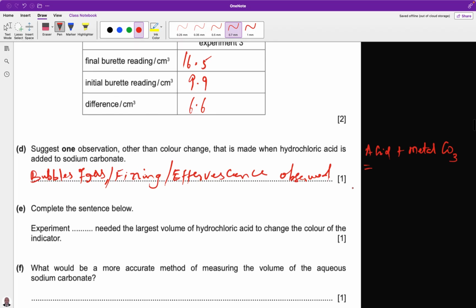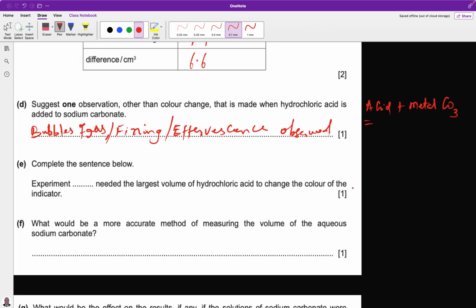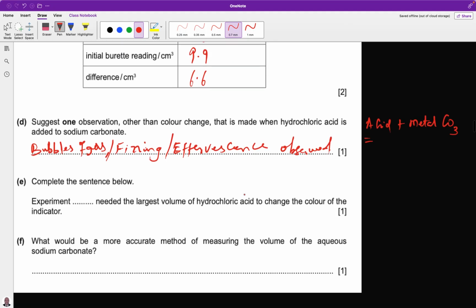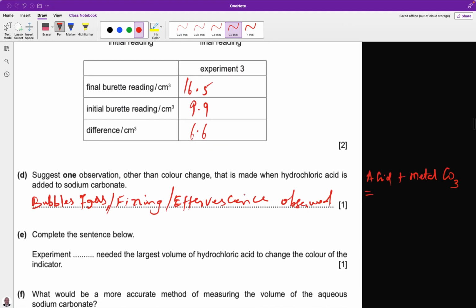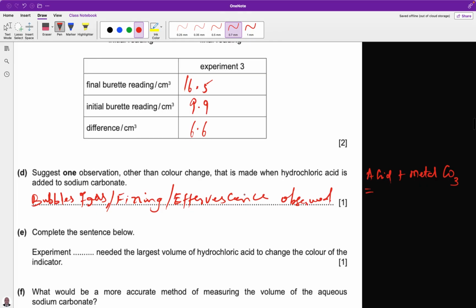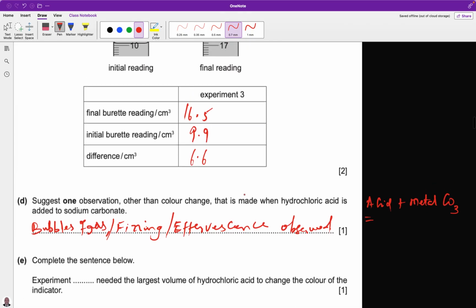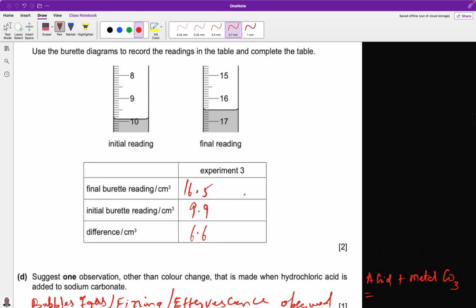Now, question E, part of the titration. Complete the sentences below. Experiment dash needed the largest volume of hydrochloric acid to change the color of indicator. From all these experiments, which of the experiments used the largest volume of acid? Experiment 3 used a difference of 6.6.